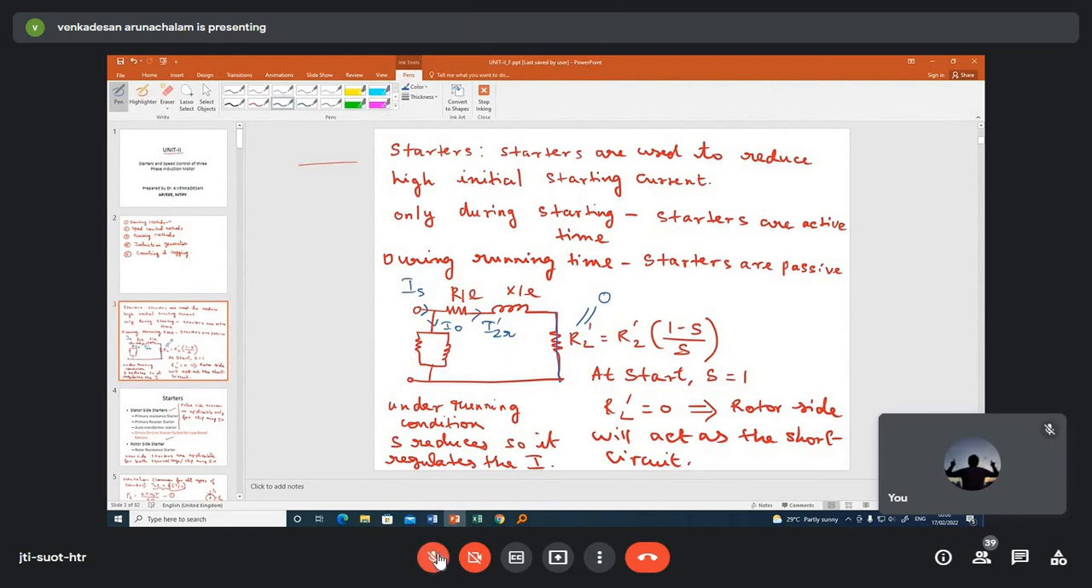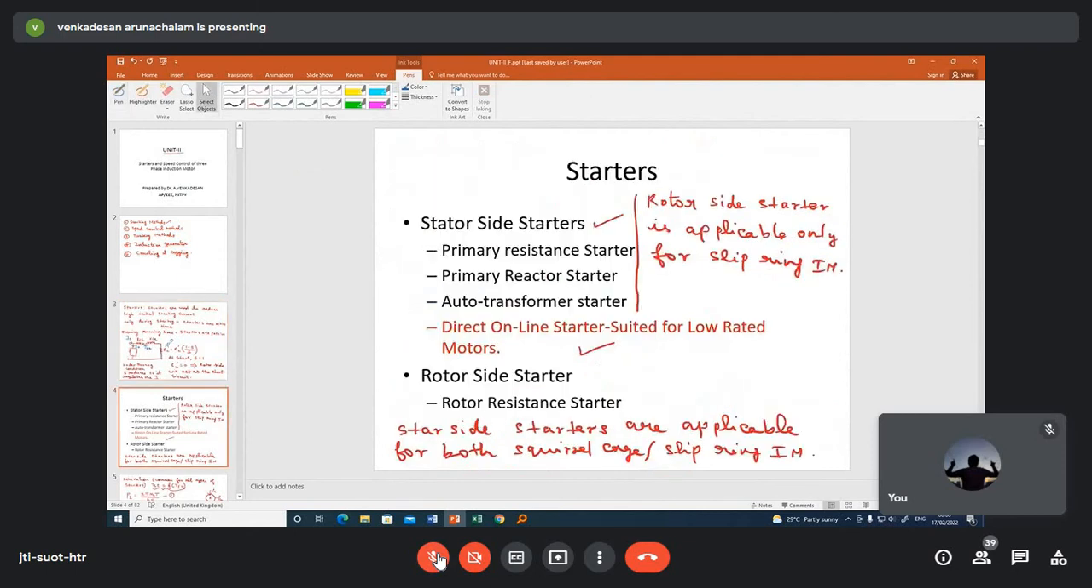Now you have various types of starters in induction motor. These are all the various types of starters. Starters are broadly classified into two types in order to reduce the high starting current. One group is stator side starter. Another group is rotor side starter. In the stator side starter group, you have the primary resistance starter, the primary reactor starter, the auto transformer starter, then the direct online starter, which is only suitable for low rated induction motor. That is why I have written that in red color.